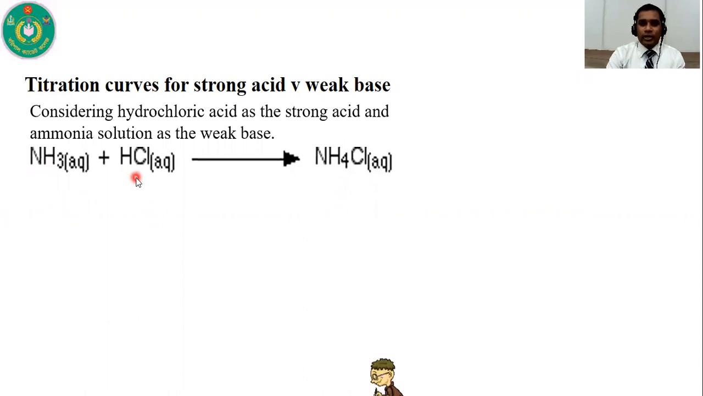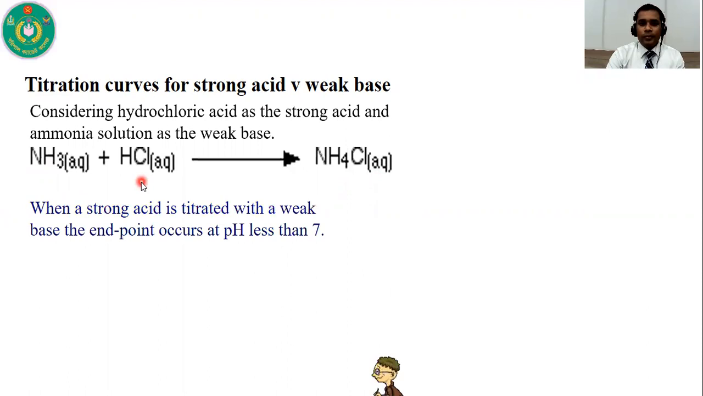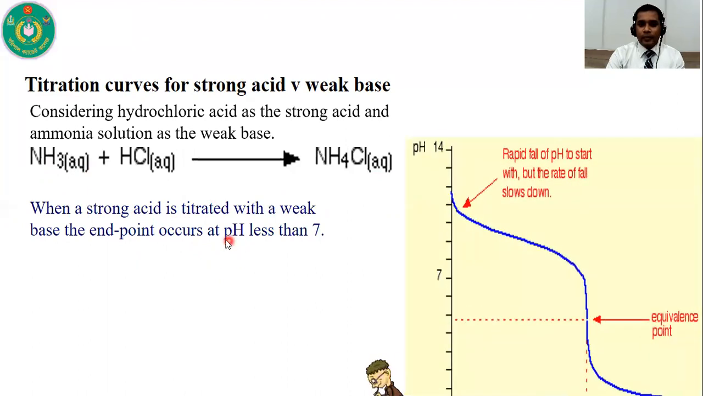So what is the titration curve for this reaction? As a strong acid is titrated with a weak base, the end point occurs at pH less than 7, because when a weak base reacts with a strong acid, this salt is slightly acidic in nature. That's why its pH is less than 7. We can find that the end point here is less than 7.